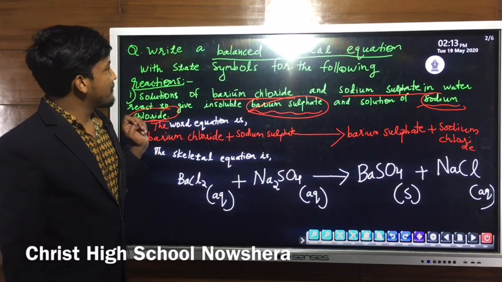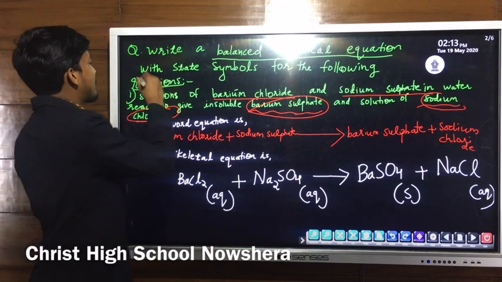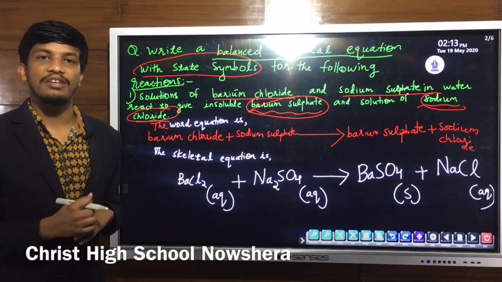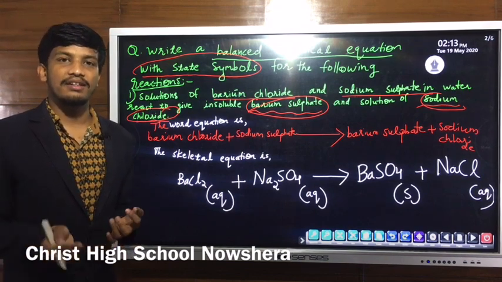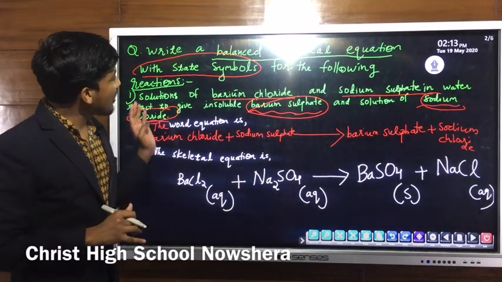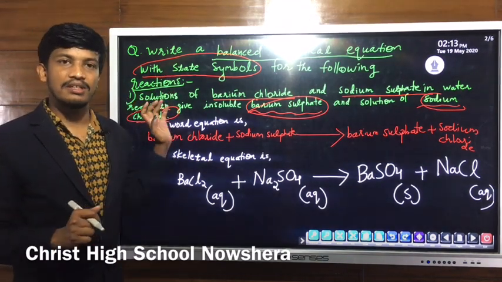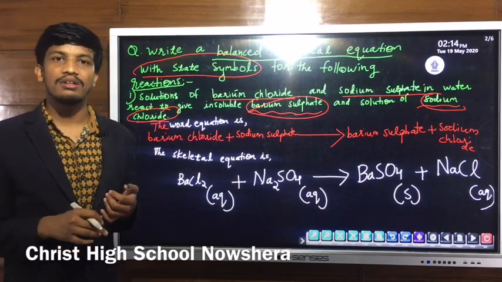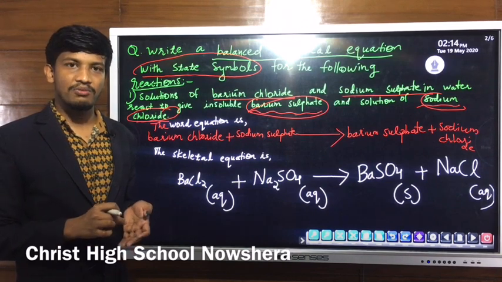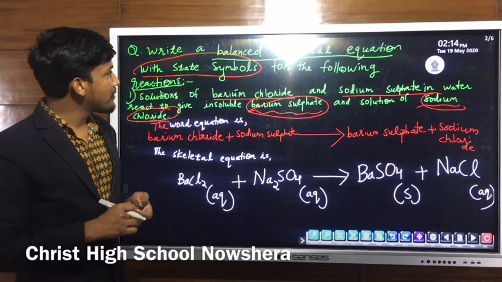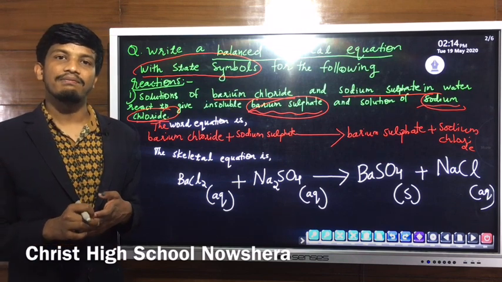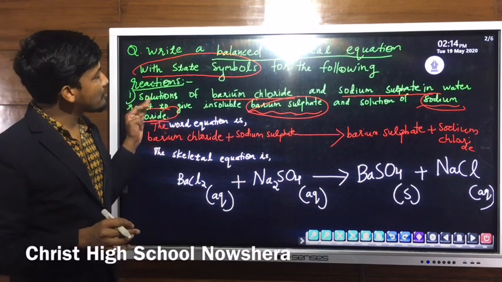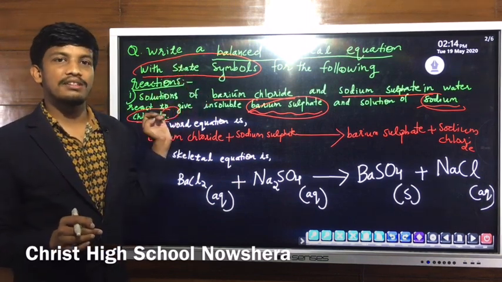In this question we have to write the equation also with state symbols. We have to write the equation of this reaction, and also the state symbols of reactants and products. We have seen that for representing the physical state of reactants and products we use some abbreviations. If it is solid or precipitate, we write small letter s. For liquids, l. For aqueous solution, aq. For gas, we use small letter g. These are the abbreviations we have already learned. Now we have to write the state symbols of reactants and products.